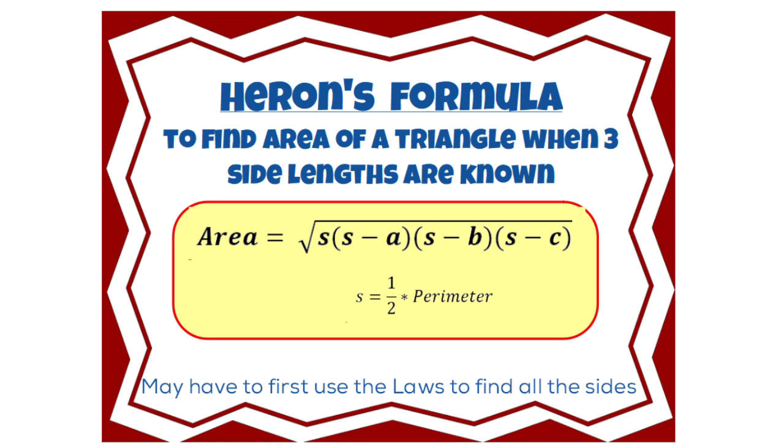If you know all three side lengths, you would just take your perimeter and divide it by 2. So take half your perimeter, and we call that S. And so that S measurement is just stuck into this formula. So you'll take that half perimeter, and then you'll subtract each side and multiply those together, square root it, boom, you got the area.